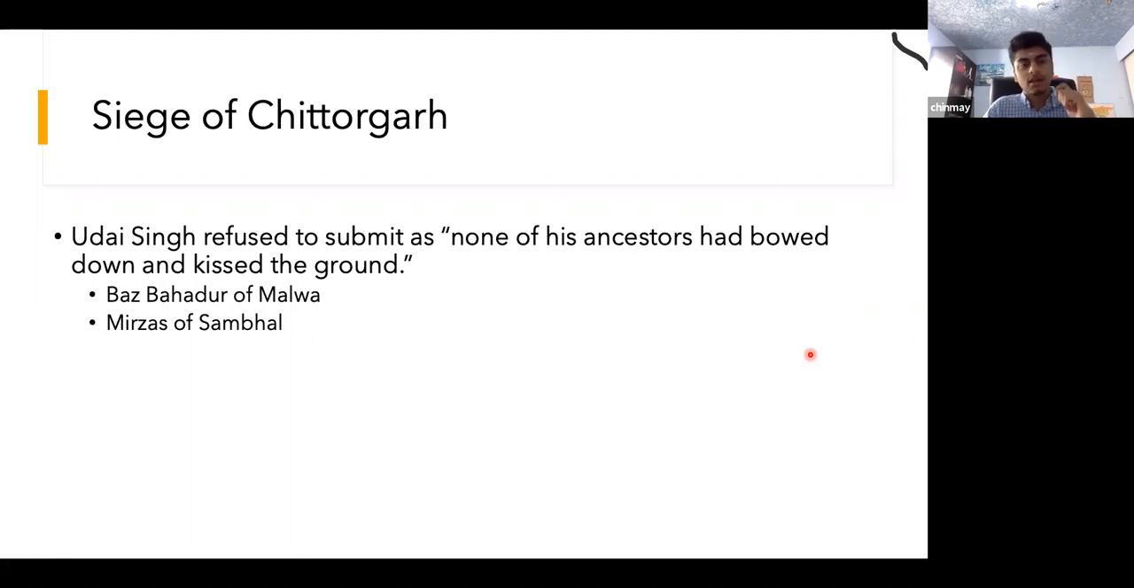And another reason that ruined the ties between Mewar and the Mughals even more was Baz Bahadur of Malwa and the Mirzas of Sambal, which were two kingdoms that the Mughals had defeated. The leaders of these two kingdoms came and took refuge, asked for asylum with Uday Singh, and Uday Singh granted them asylum, granted them refuge.